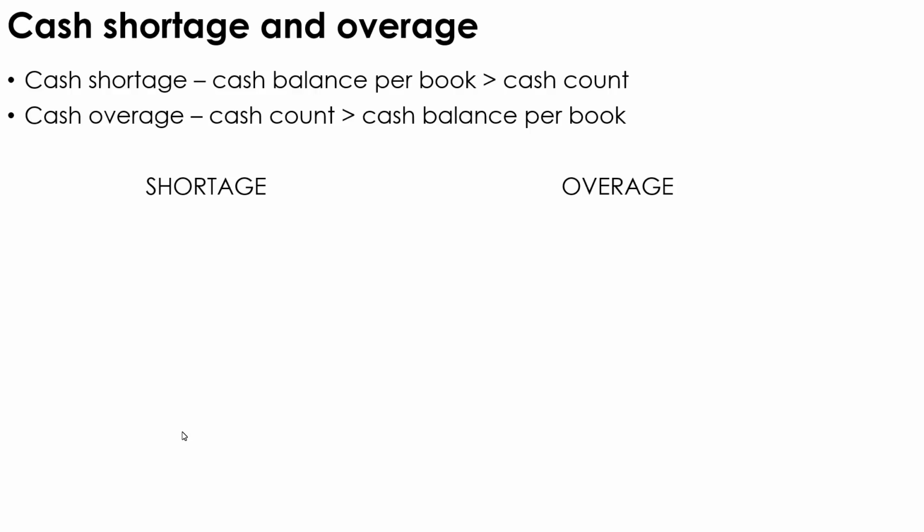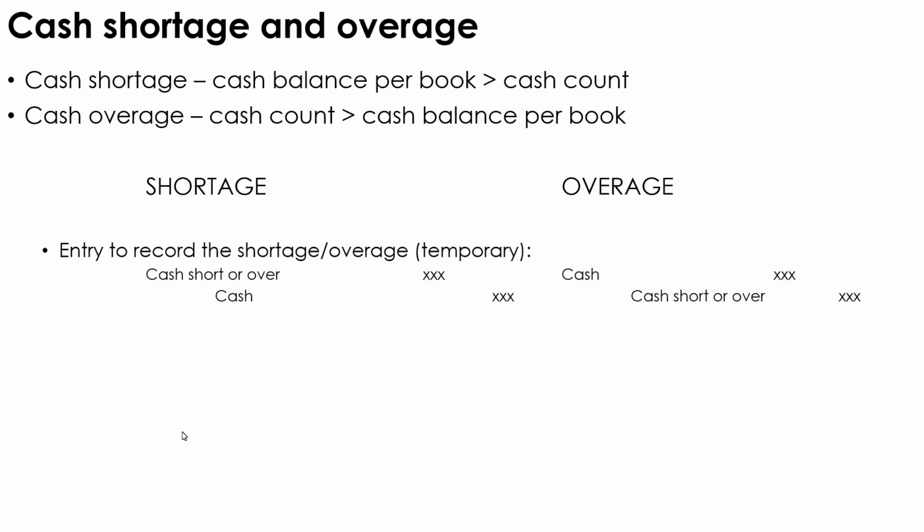So kapag natuklasan mo na merong shortage or overage, if shortage, you need to credit cash, di ba? And if it is overage, you need to debit cash with the corresponding amount of shortage or overage. And then, magse-set up ka ng temporary account, which is the cash short or over. Ngayon, itong cash short or over na to, maalis yan, kasi temporary lang. And ma-replace yan with a real account.